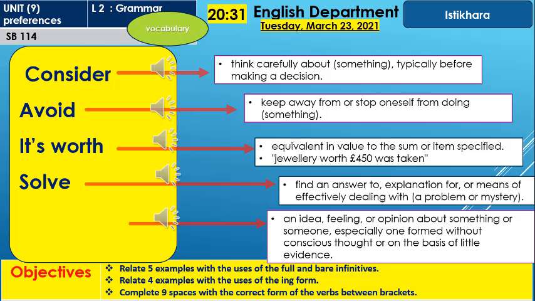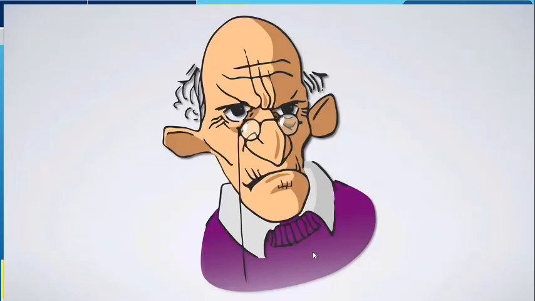And the last word to learn is an equivalent of an idea, a feeling, an opinion about something. Impression. Generally formed without conscious thought or on the basis of little evidence or at the first encounter or meeting. Let's now try to learn about how to use the different forms of the verb, the gerund, the ing form, the bare infinitive, and the to infinitive.